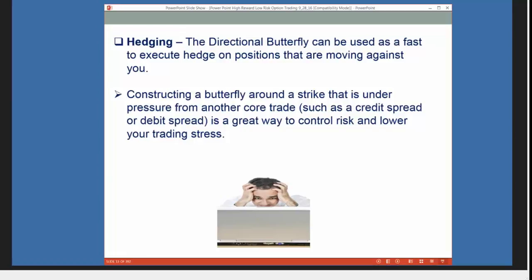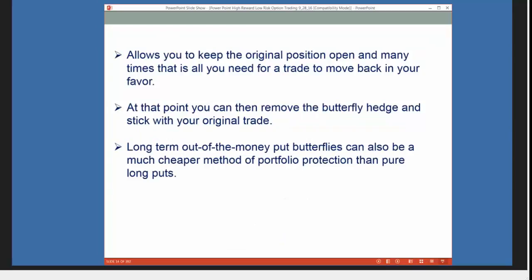It becomes a great way to control the risk around that core position, and this is going to also lower your trading stress. When you do this around a core position quickly using the butterfly, it allows you to keep your original position open, and many times that's all you need for that trade to move back in your favor. And then at that point, you can just remove the butterfly hedge and stick to your original trade.